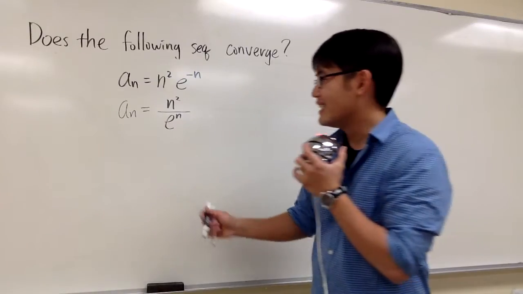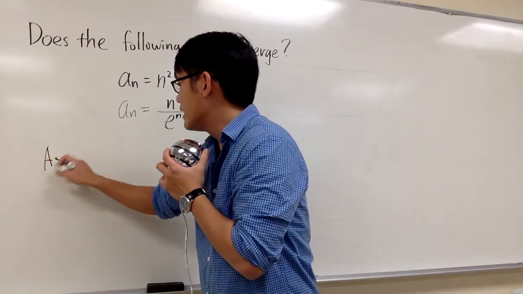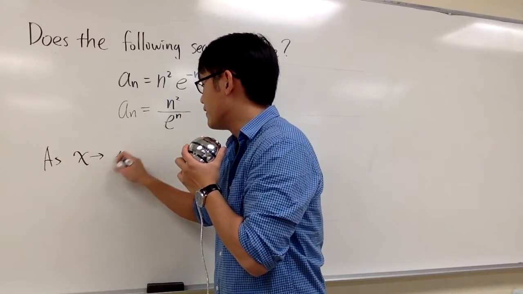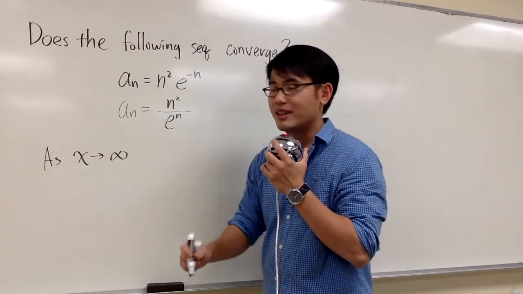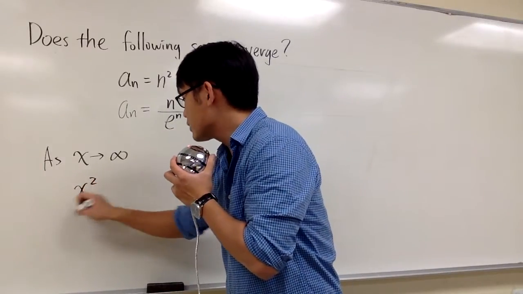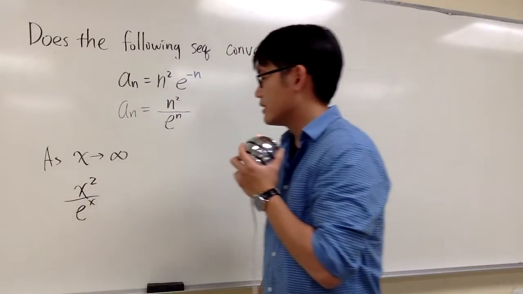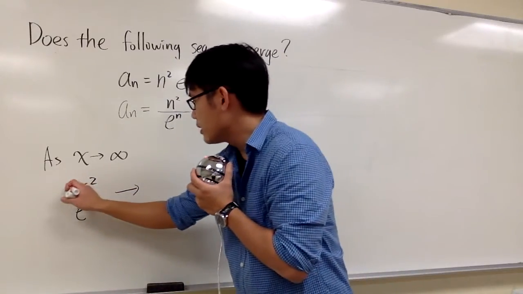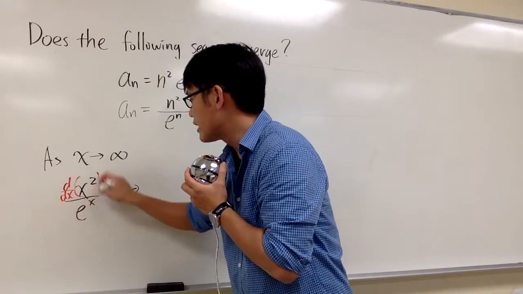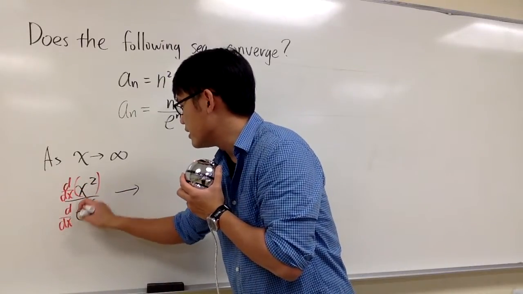to be more legitimate. So I will say as x goes to infinity, and I will look at this expression, I will change this into a function with x. Let's look at x squared over e to the x. I would like to know what this approaches. Well, to do L'Hopital's rule, let's go ahead and differentiate the top and differentiate the denominator.